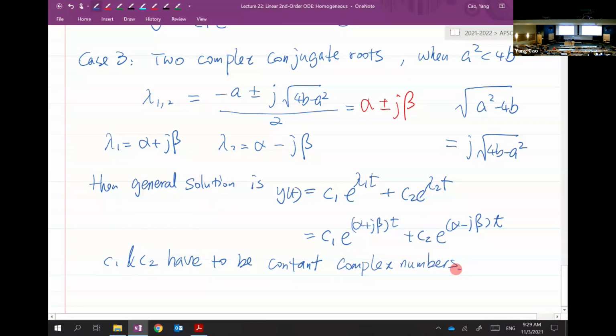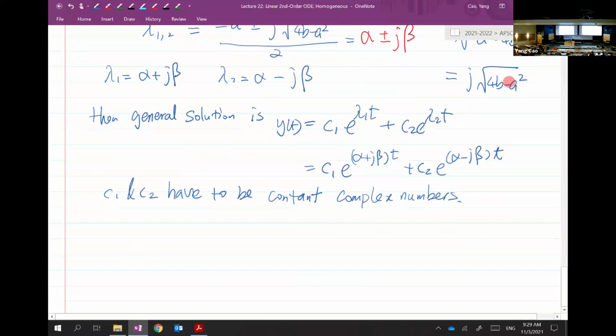And only that will make this solution work. But I don't think you will be keen on trying to find what C1, C2 are based on certain initial conditions, because that makes the computation probably too complicated. So we want to find a general solution, not exactly in this format. So then what should we do?